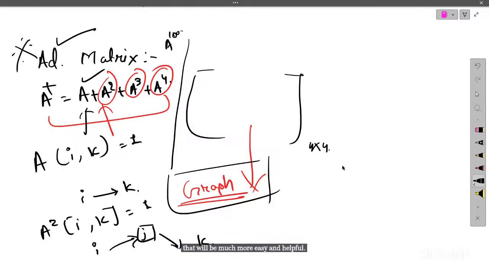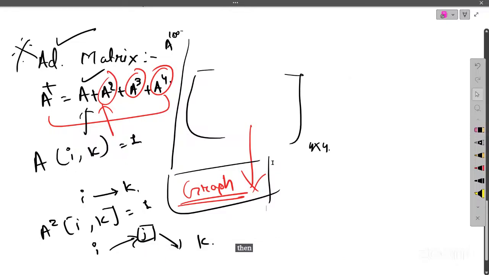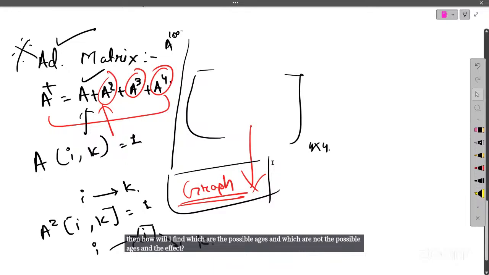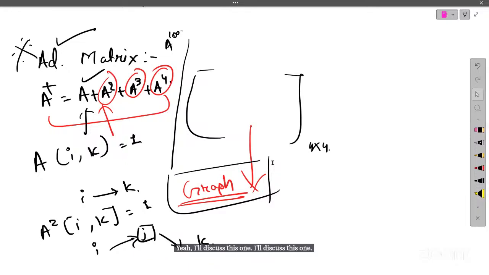Excuse me, ma'am, one more question. Suppose I am given a BFS tree, then how will I find which are the possible edges and which are not the possible edges? Yeah, I'll discuss this one in the meantime, I'll discuss DFS.